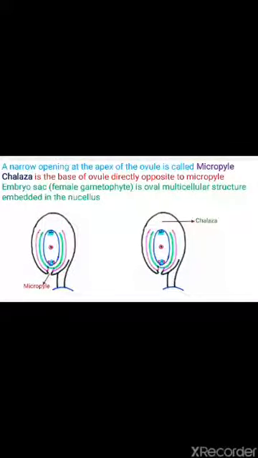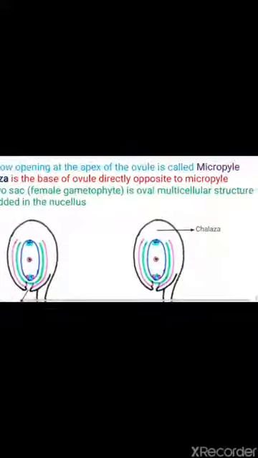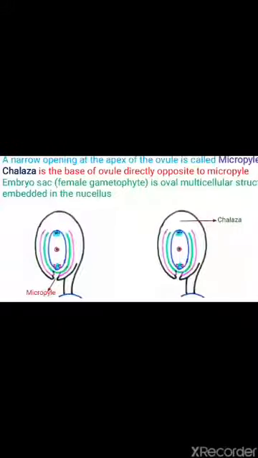A narrow opening at the apex of ovule is called micropyle. So already I have shown you that this opening is called micropyle. And just at the opposite of micropyle the chalaza is there. The chalaza forms the base of ovule, which is just opposite to the micropyle. So at one end micropyle is there, and at the other end chalaza is there.